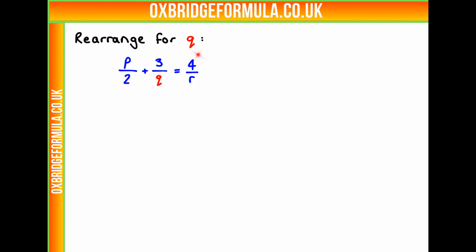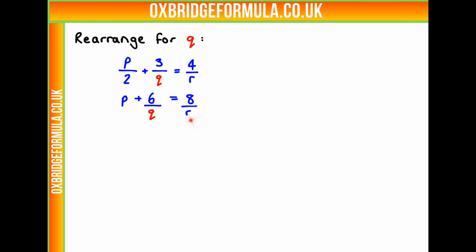Well, I think we should start to simplify this a little bit and get rid of some of these fractions because they're a bit annoying. So what I'm going to do is just start each of the fractions getting rid of that denominator. So if we start with this one, let's times everything by 2 to get rid of this denominator there. So it's going to be P plus 6 over Q, as we've times that by 2, equals 8 over R.